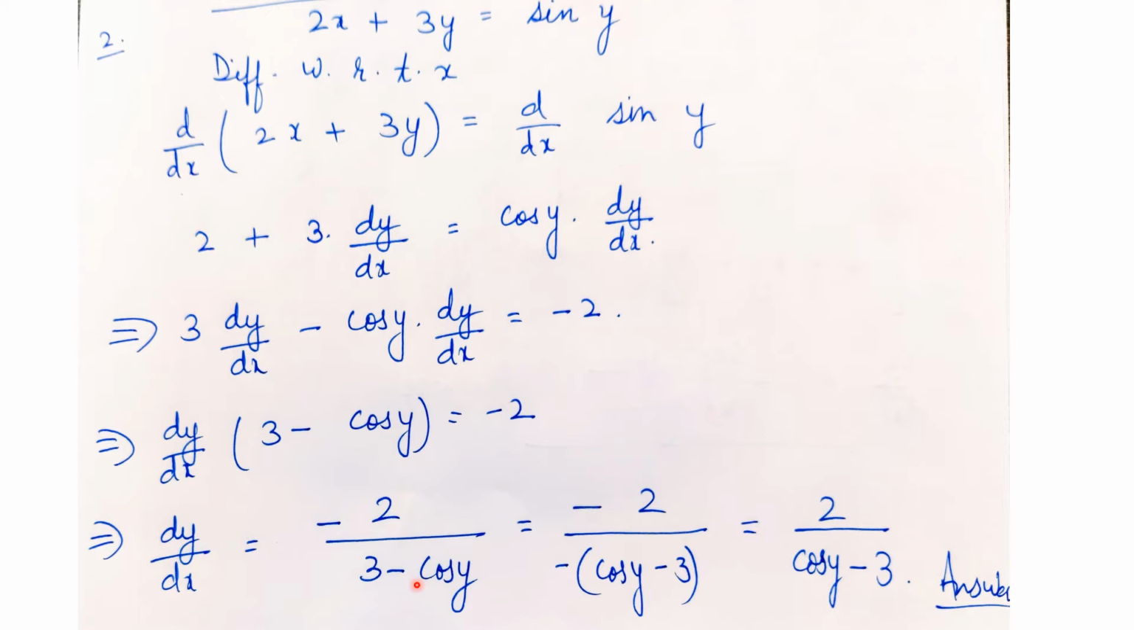This will go in the denominator. Now from the denominator, you please take minus as common. So you will write minus 2 upon minus cos y minus 3. So this minus and this minus get cancelled off, and the answer is 2 upon cos y minus 3. In general, whenever we get the answer in the negative, we try to make it in the positive form. So what we did here was take minus common in the denominator and then cancel it with the numerator, and we get a positive answer, which is 2 upon cos y minus 3.